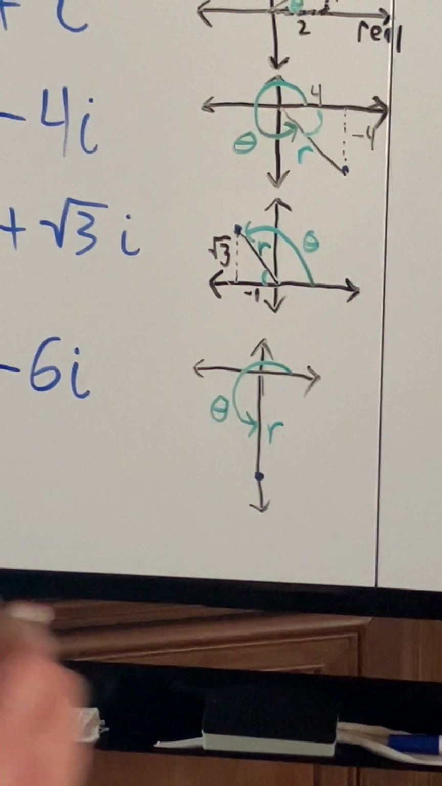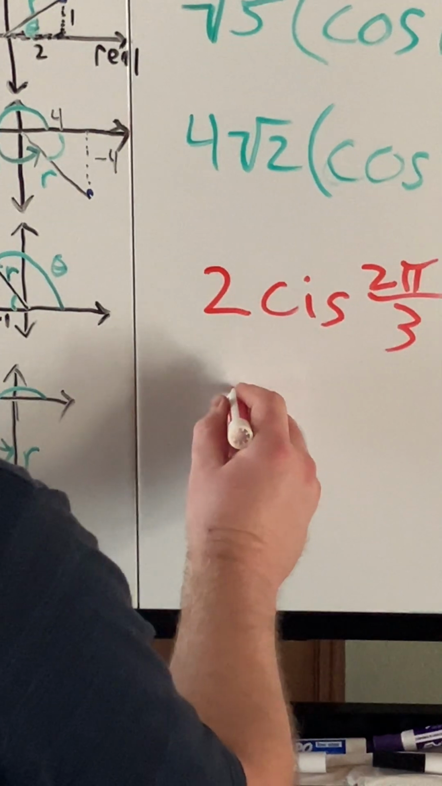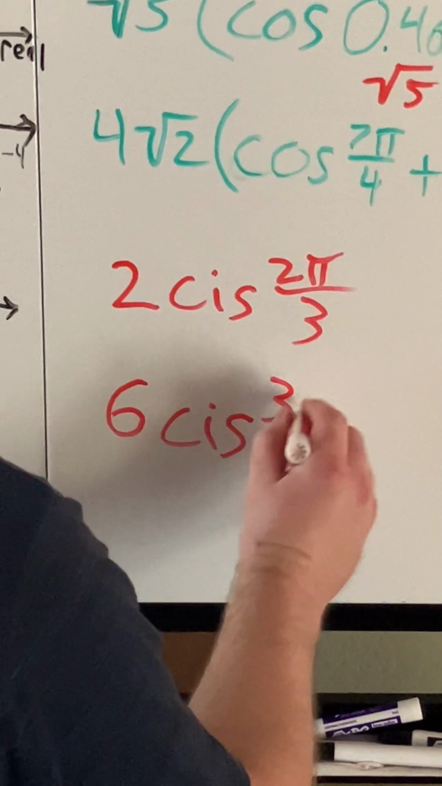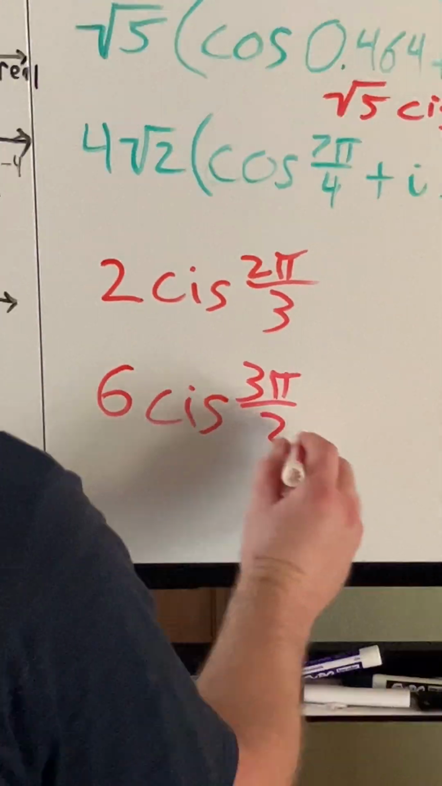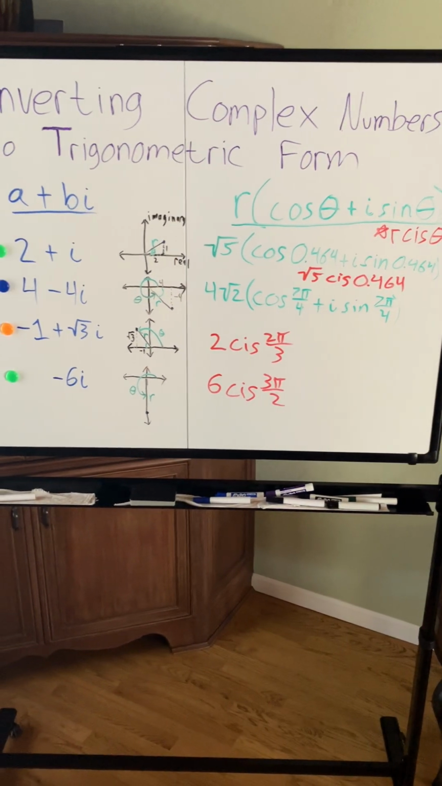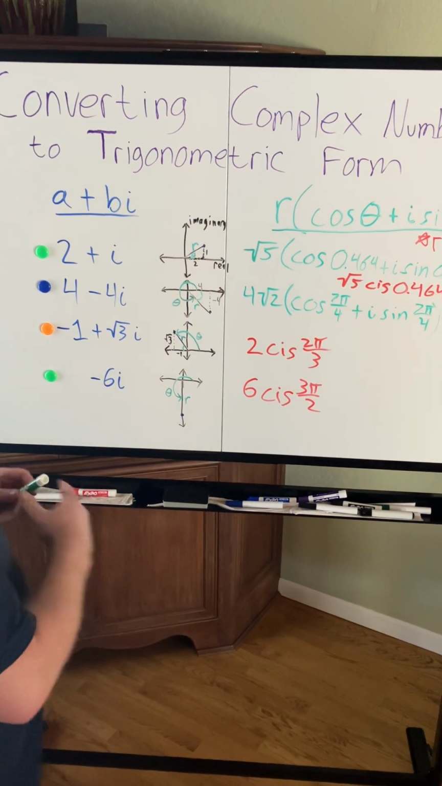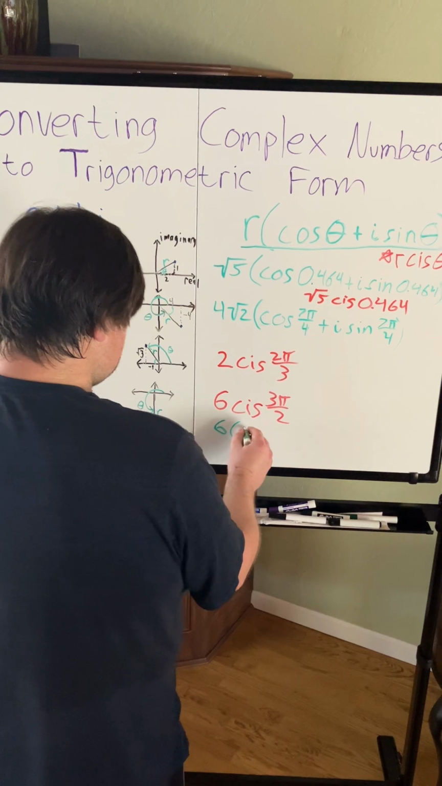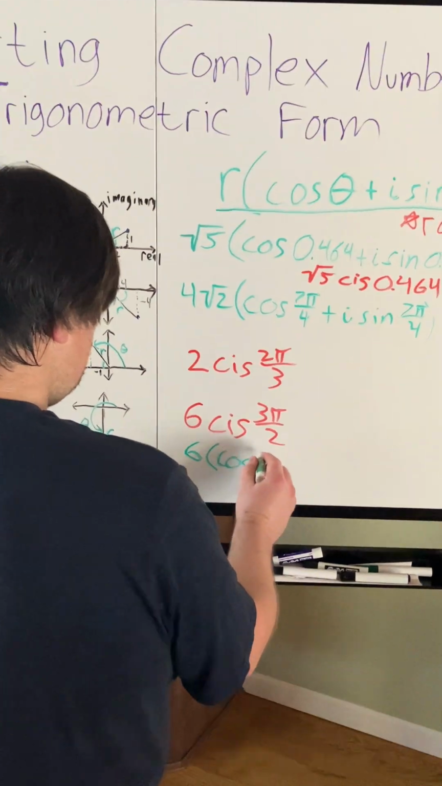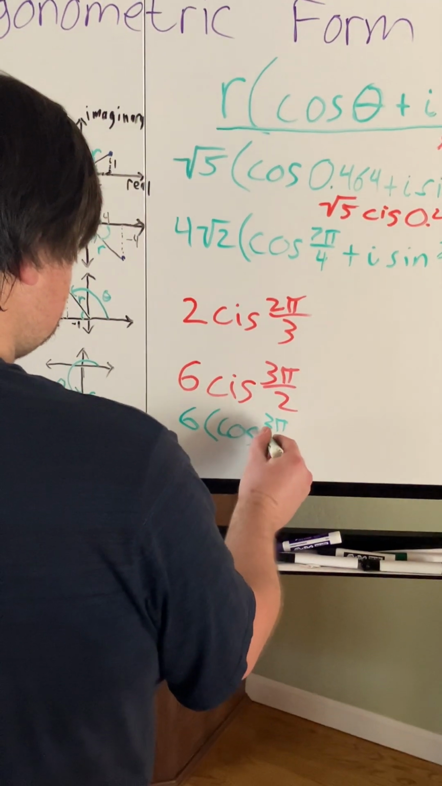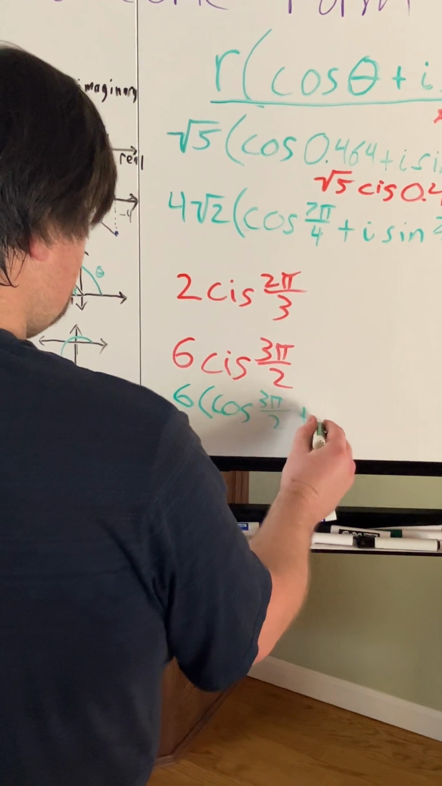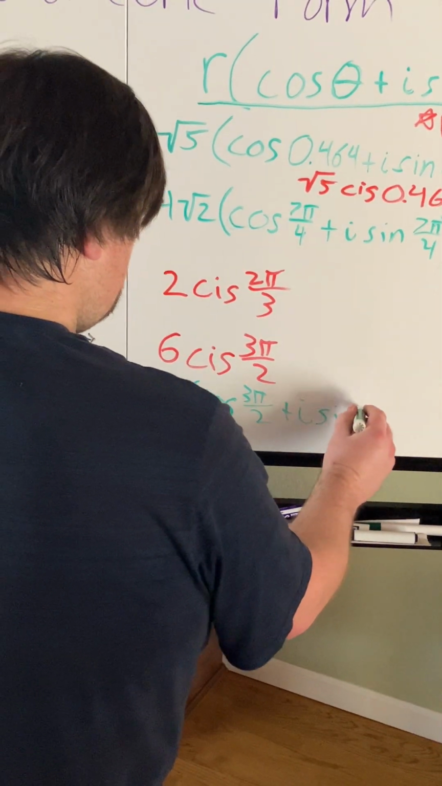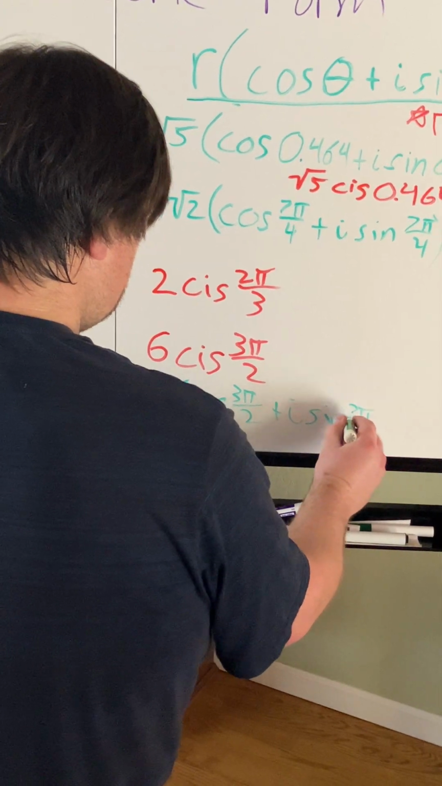So we would express this as 6 cis 3 pi over 2. And again, if we were writing that out in the long form, that would just look like 6 times cosine 3 pi over 2 plus i sine 3 pi over 2.